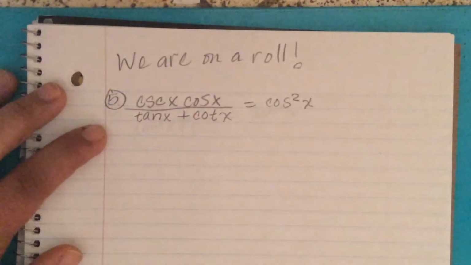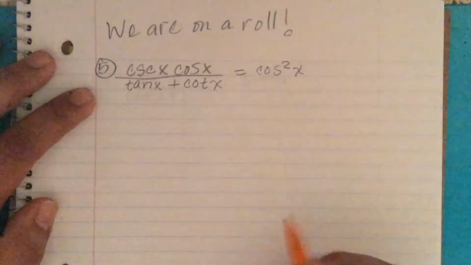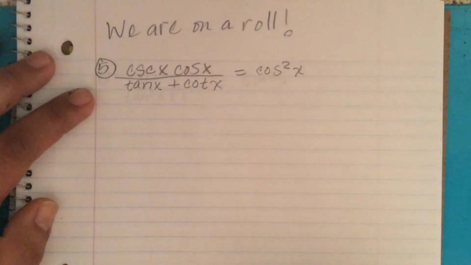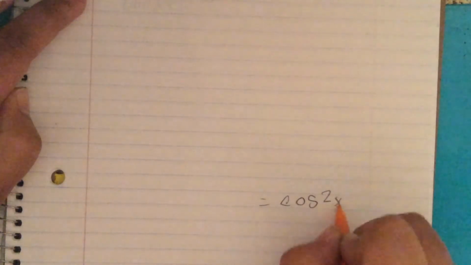Okay, we are on a roll. We're going to end up with the cosine squared. Okay, so that goes way down here. Equals cosine squared, and I'm writing it way down here. That's what you're going to end up with.